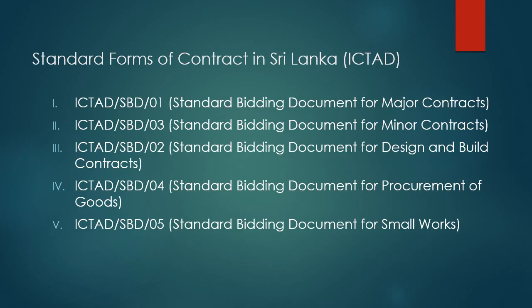Standard form of contracts in Sri Lanka. ICTAD. ICTAD SPD1, standard bidding document for major contracts. ICTAD SPD2, standard bidding document for minor contract. ICTAD SPD3, standard bidding document for design and build contract. ICTAD SPD4, standard bidding document for procurement of goods. ICTAD SPD5, standard bidding document for small work.